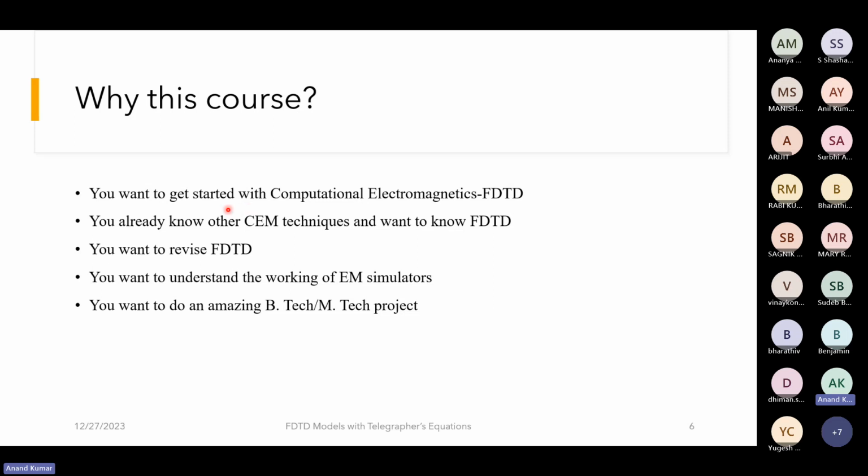The second reason could be you are already familiar with computational electromagnetics and other techniques, for example, method of moments or finite element method, and you want to know about the finite difference time domain method. Or you just want to revise FDTD and sit through the class so that you can brush up because you have not used it recently. The other reason could be you want to understand the working of EM simulators. Most simulators right now are based on frequency domain methods. We'll be discussing a time domain method, but you'll still get an idea how things work in the background.